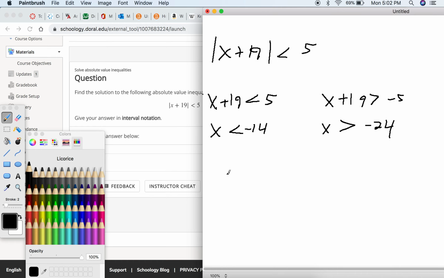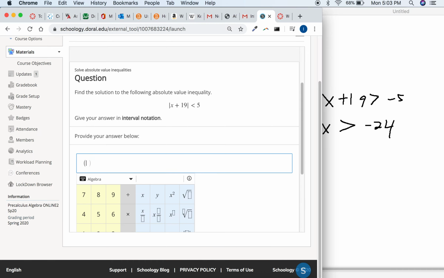So we got those two inequalities. So in interval notation, x can be less than negative 14, but x has to be greater than negative 24. So we use parentheses because it doesn't have the or-equals-to symbol underneath. It doesn't have the line underneath. So it's between negative 24 and negative 14.